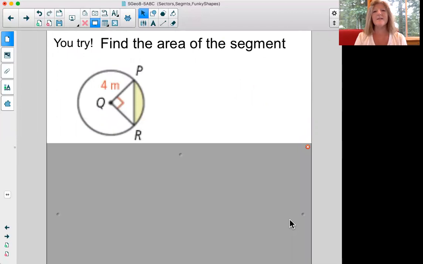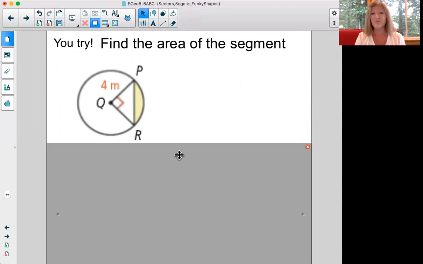So pause, practice on your own paper, and then press play for the solution. In order to find the area of this segment, we would take the area of the sector and subtract out the area of this triangle, and we'll be left with the segment we want.